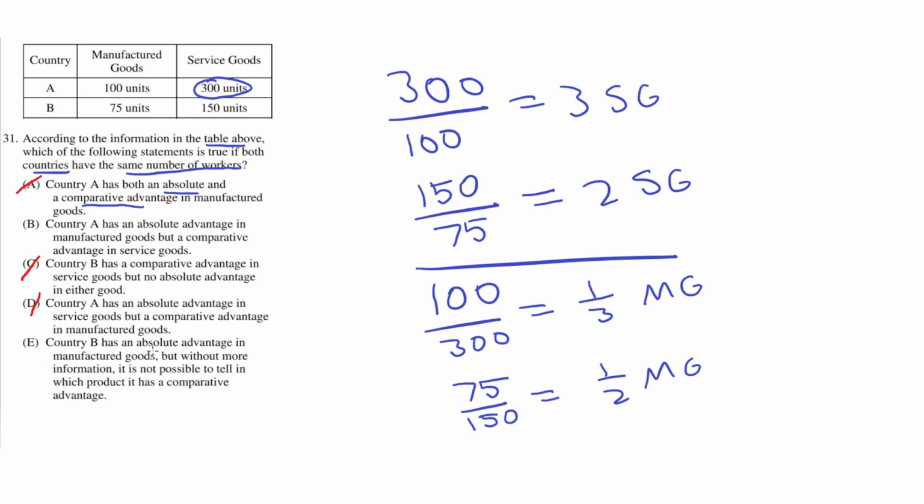E. Country B has an absolute advantage in manufactured goods, but without more information, it is not possible to tell in which product it has a comparative advantage. This is incorrect because, for one, they don't have an absolute advantage in manufactured goods, and secondly, we can tell whether they have a comparative advantage in either good. So E is incorrect, and the correct answer is B.